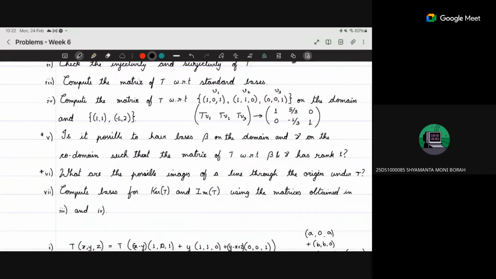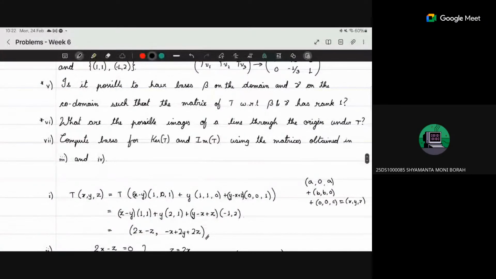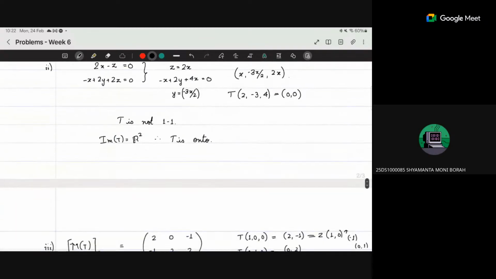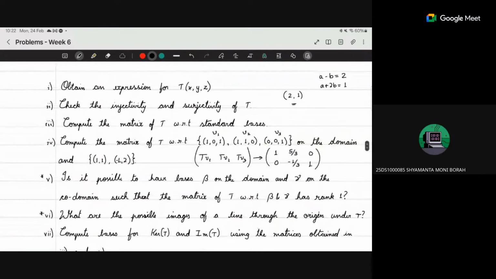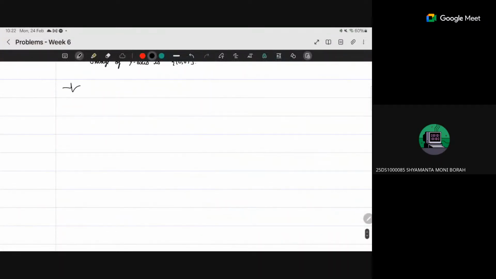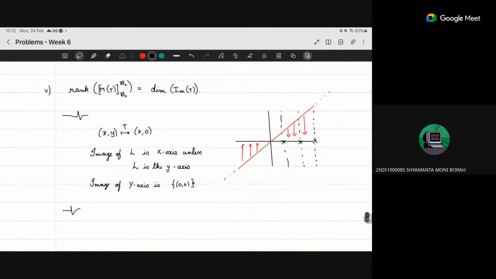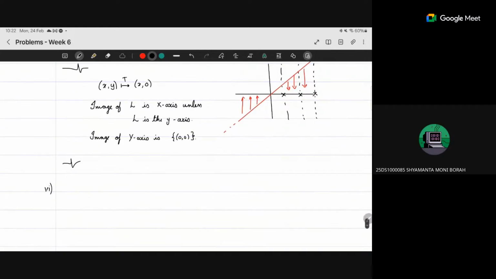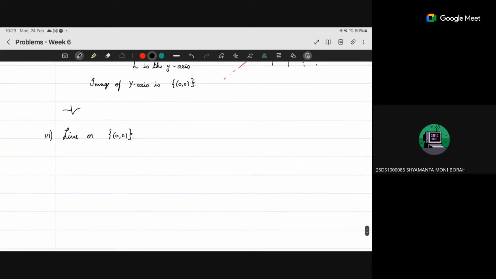Now compute a basis for the kernel and image using the matrices obtained in 3 and 4. I will just do the standard basis and leave the non-standard basis matrix representation for you to do. So back to this thing. The sixth question, the answer is line or (0, 0). The question was, what are the possibilities for the image of a line? It is either a line or (0, 0).